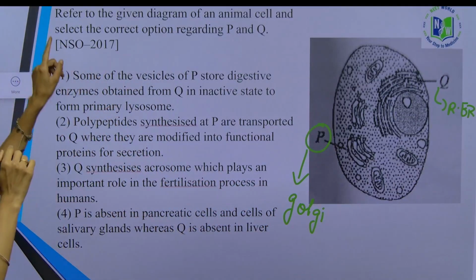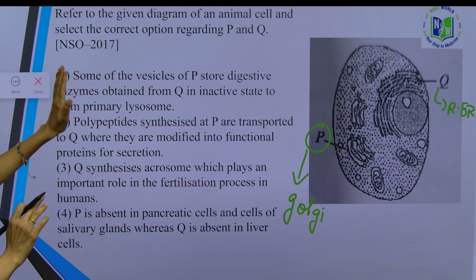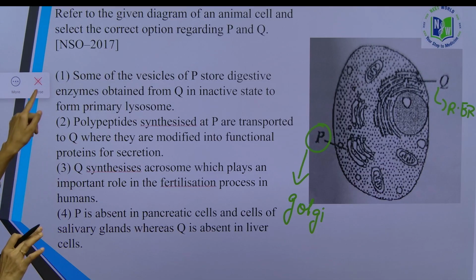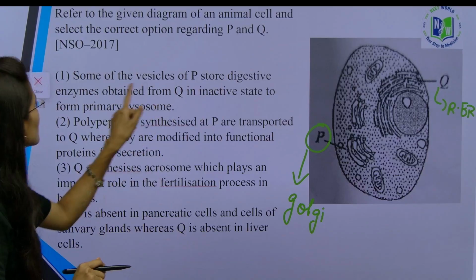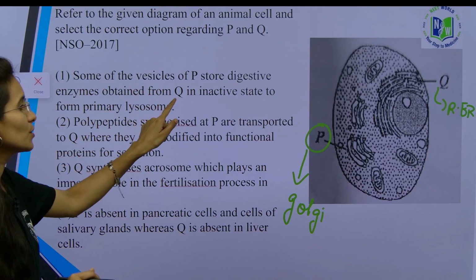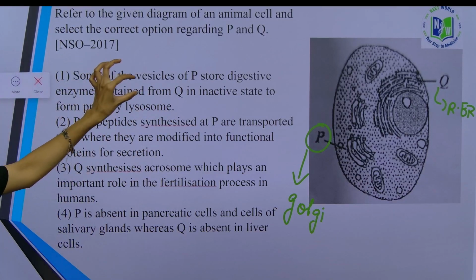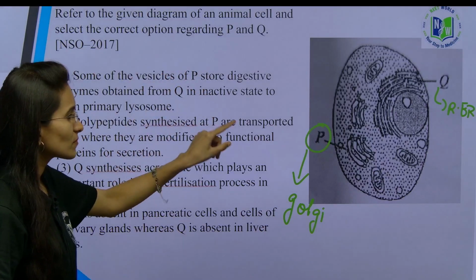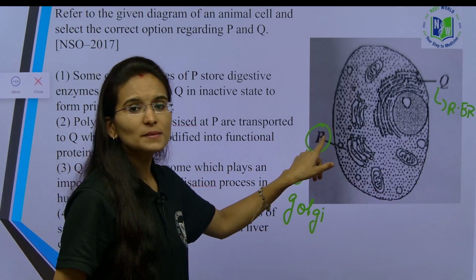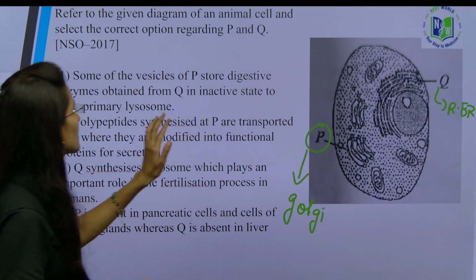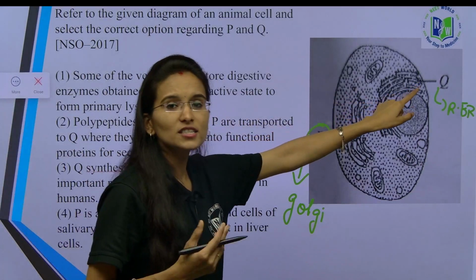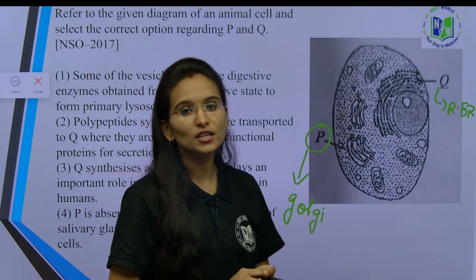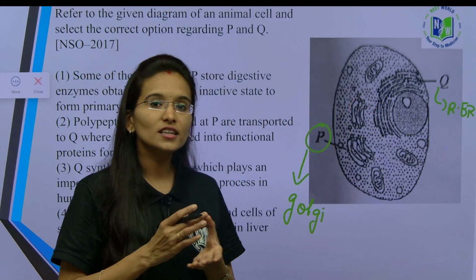Now we need to select the correct option. Here are the given options. Option 1: some of the vesicles of P store the digestive enzymes obtained from Q. Some of the vesicles are formed by P. What is P? It is the Golgi apparatus. They store the digestive enzymes obtained from Q. And what is Q? Q is the rough endoplasmic reticulum, which generates the proteins.